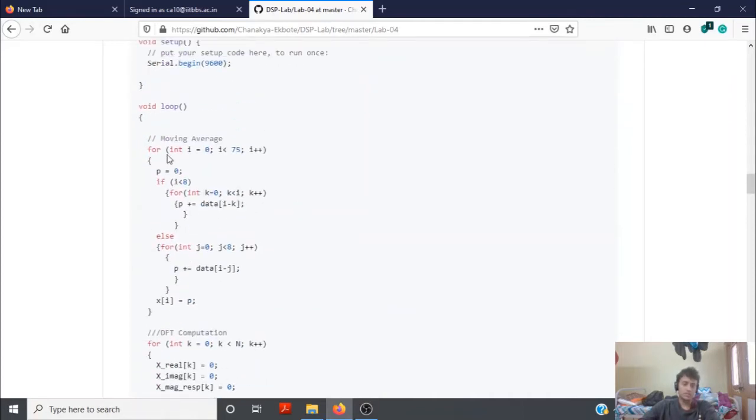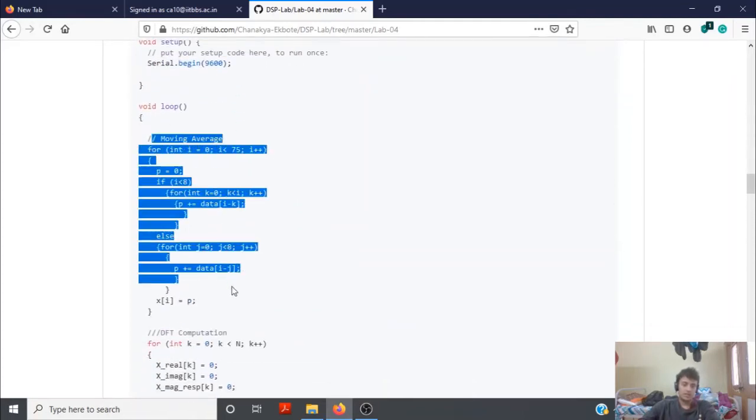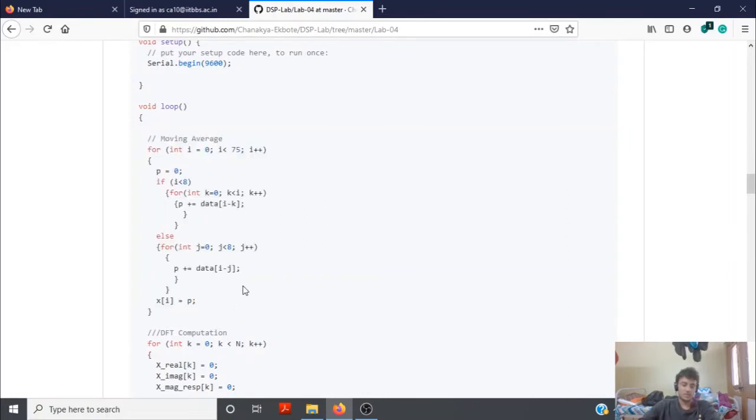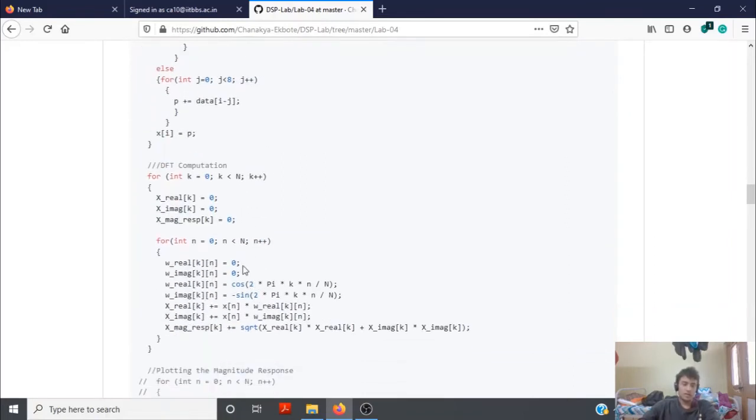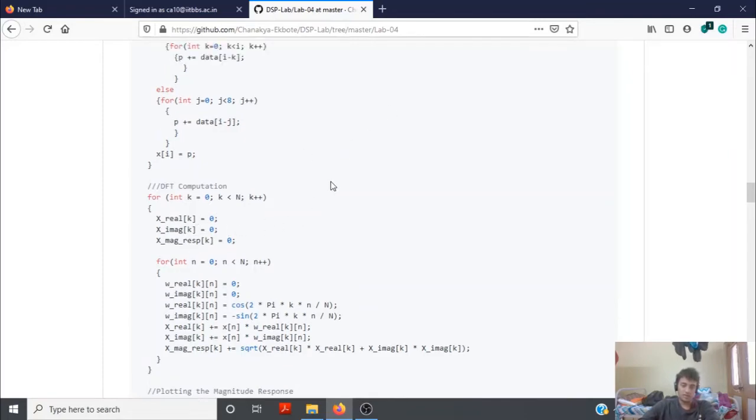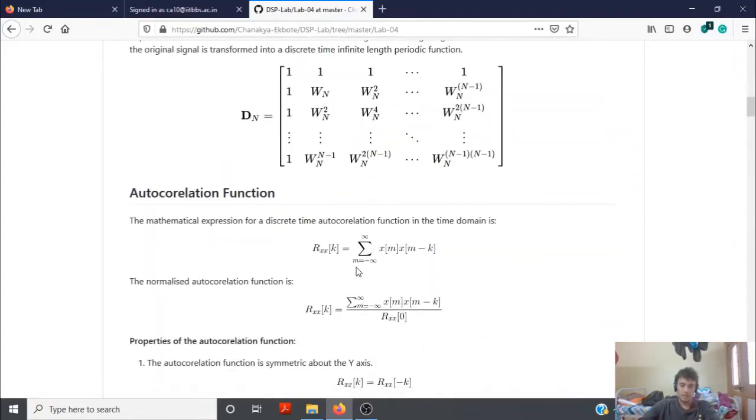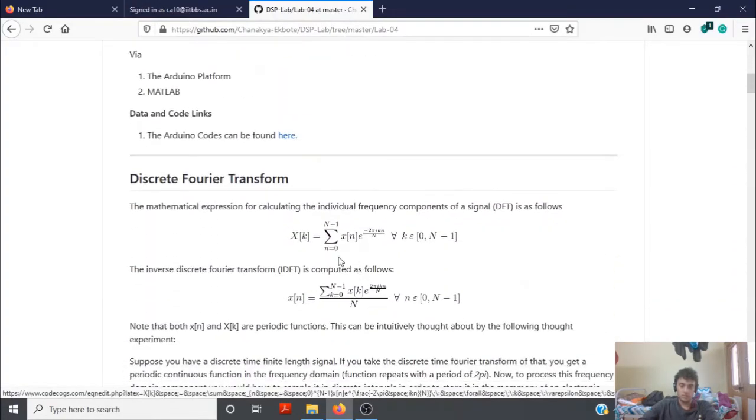So initially, we just pass it through a moving average filter, and that code was done in the first lab, so I don't want to repeat it. And how do you compute the DFT? So your basic thing is you have to do a summation, n equal to 0 to n minus 1, x of n e power minus 2 pi j k n by N.